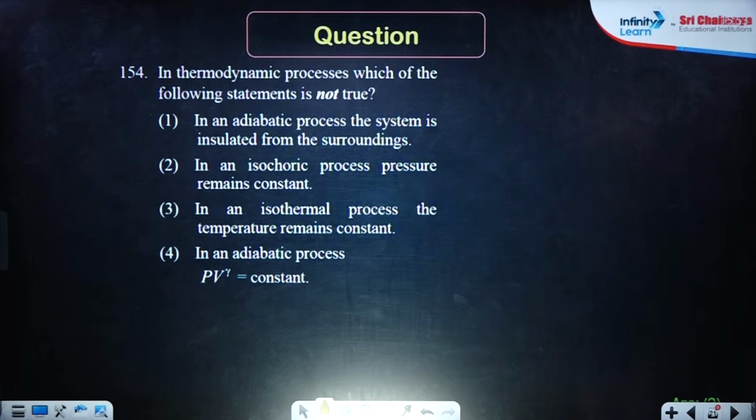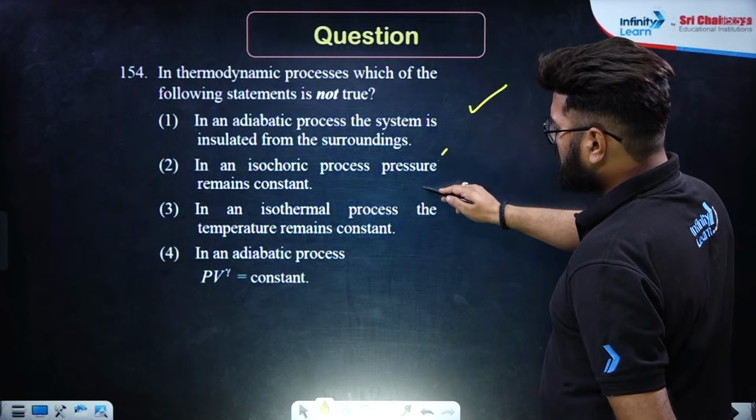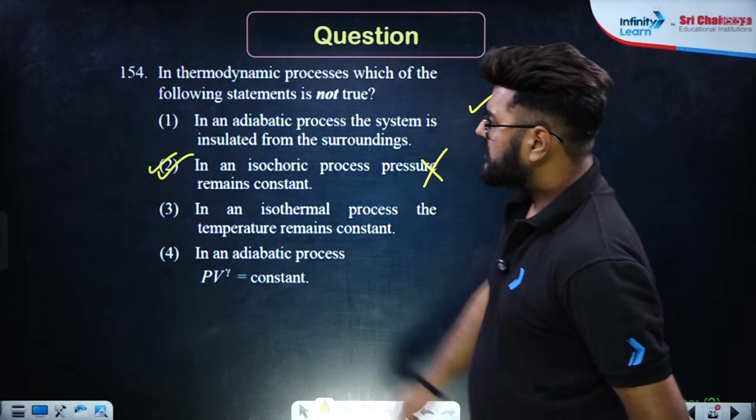Then in thermodynamic process, which of the following is not true? Okay, adiabatic process, the system is insulated from the surrounding. This is right. Isochoric process, pressure. This is wrong. Option number 2 is wrong. This is the right answer.